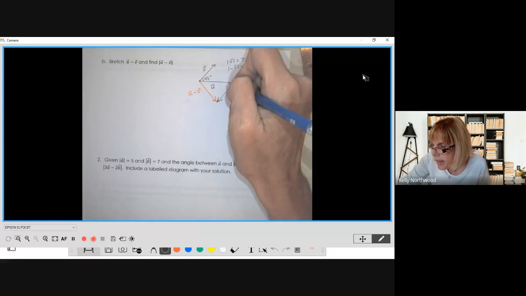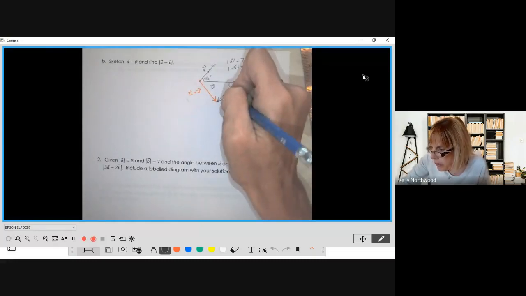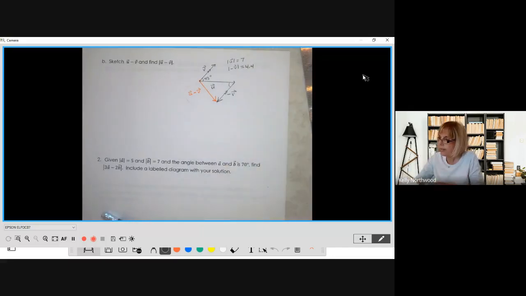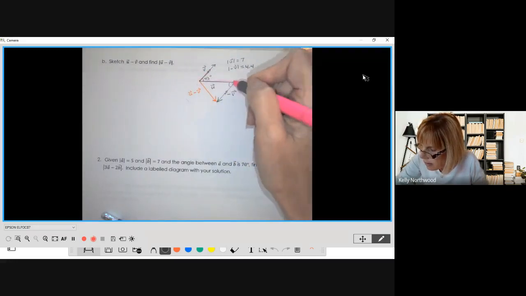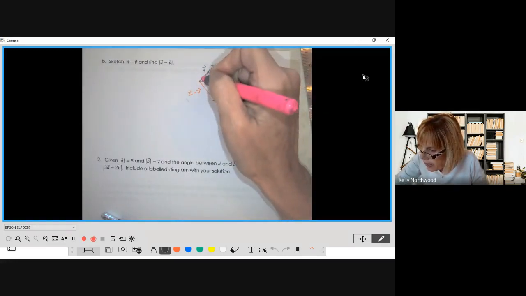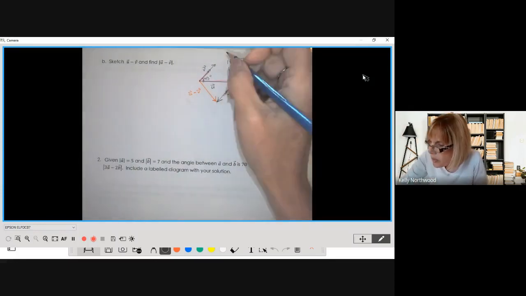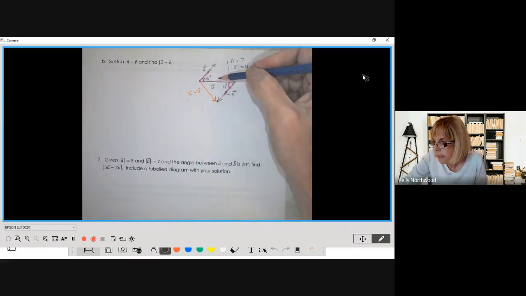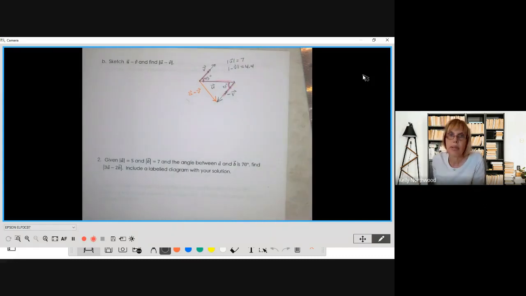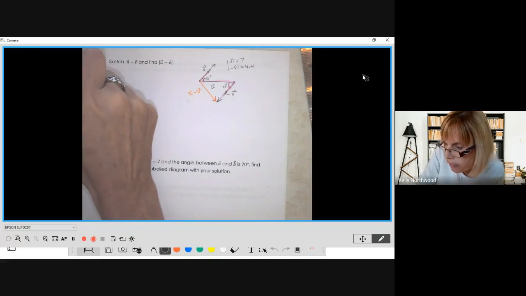So it'd be nice if we knew this angle. And because these are parallel, vector v and negative vector v are parallel, we have this Z pattern. And with a Z pattern, the angles under the underarms of the Z's are equal. So that means this angle here is also 43 degrees. So we've got the magnitude of this side, the magnitude of this side, and the angle between them. So again, we're set up to use cosine law to find the magnitude of vector u minus v.